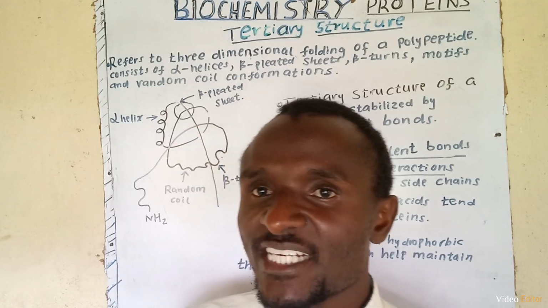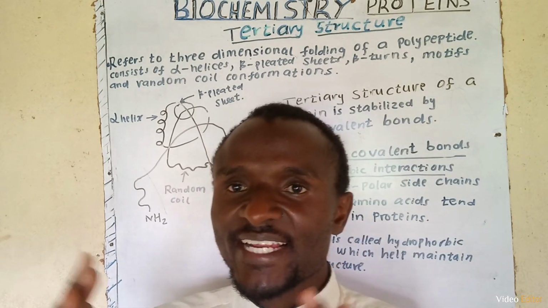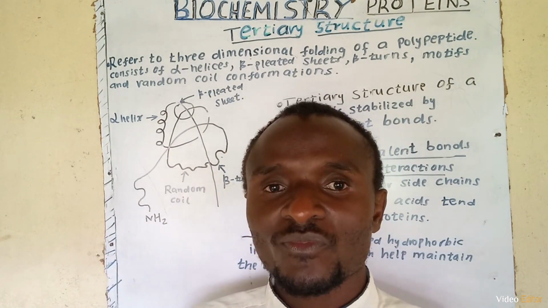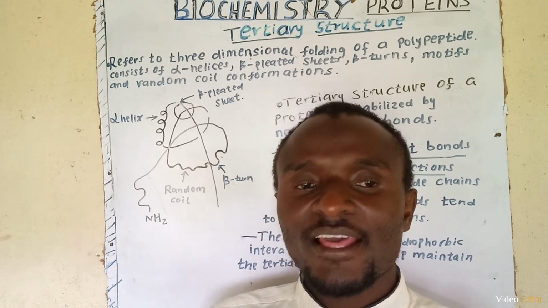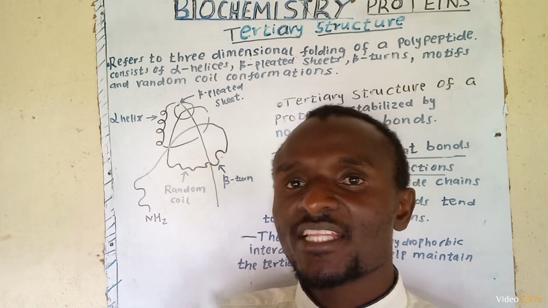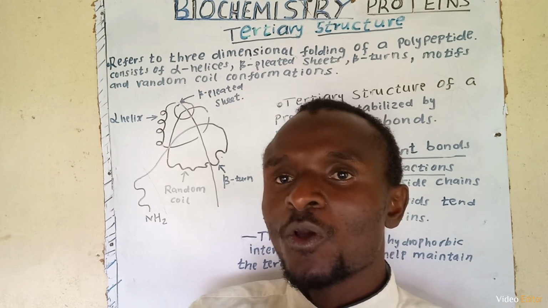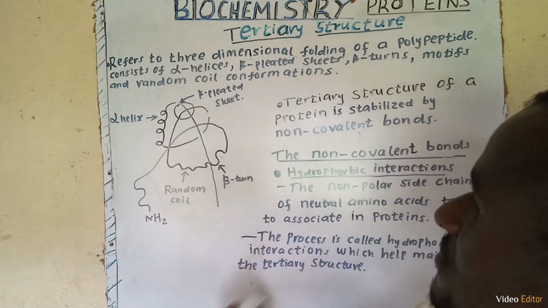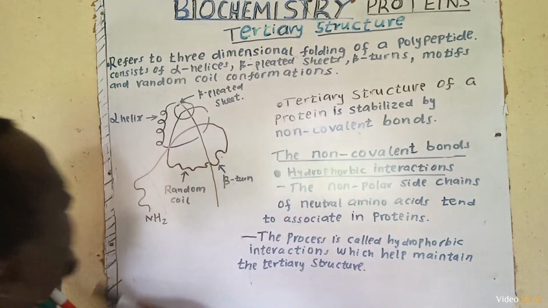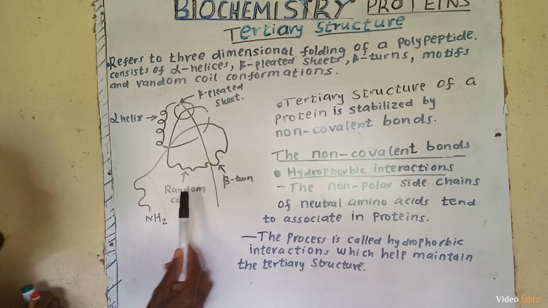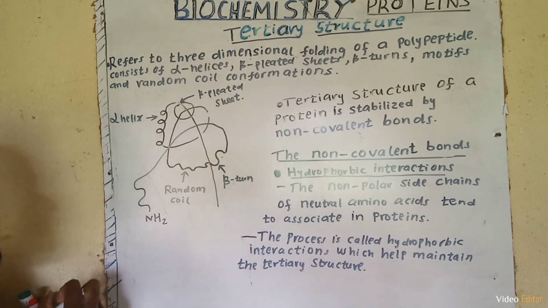So let's look at the tertiary structure of a protein. This refers to the three-dimensional folding of a protein. The parts of a tertiary structure of a protein involve the beta-pleated sheet, the motifs, the alpha helices, and the random coil conformations. So I have drawn here a structure of a tertiary structure of a protein. And this one involves the random coil conformation, the beta turn, the beta pleated sheet, and also the alpha helix.